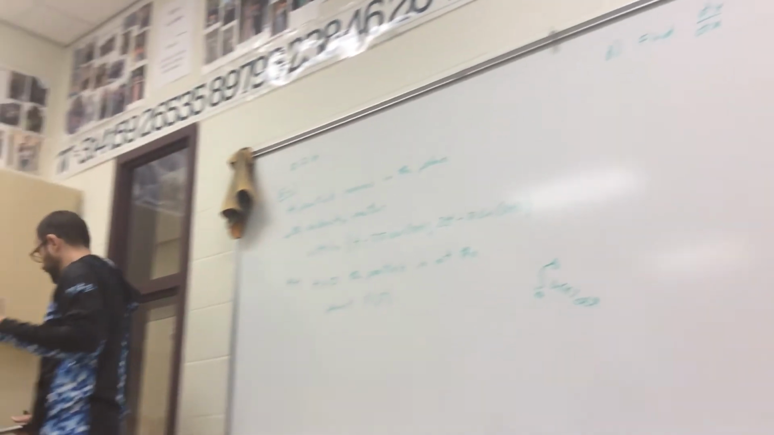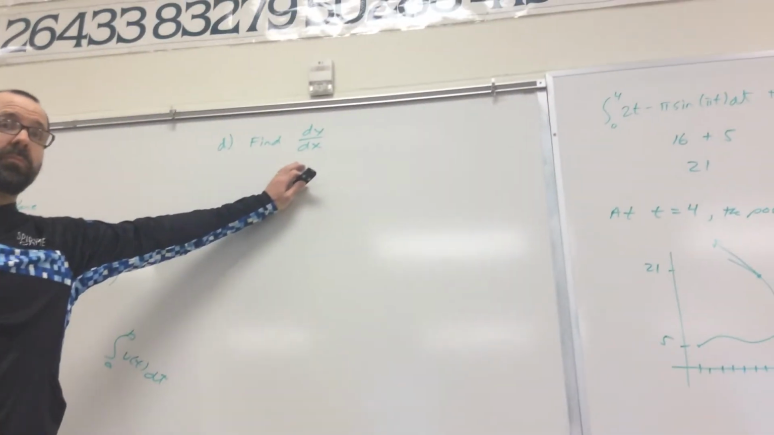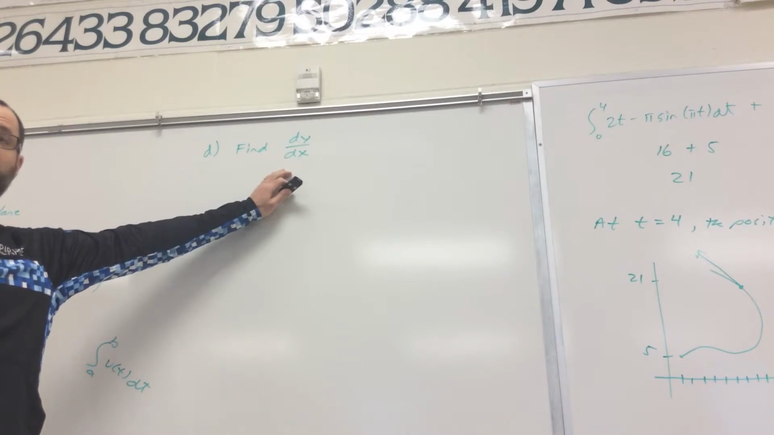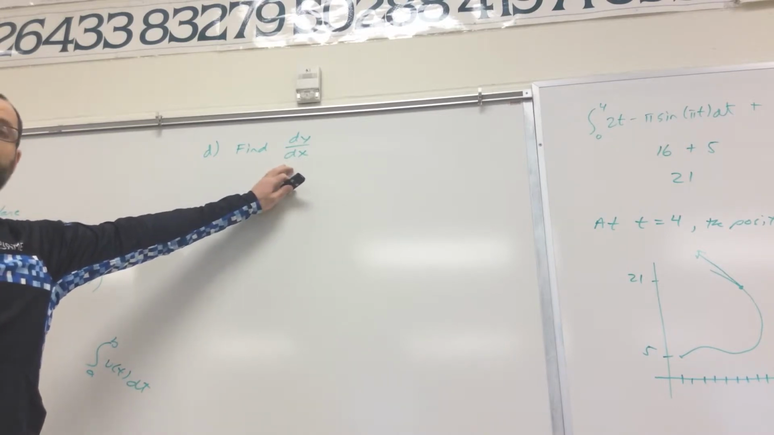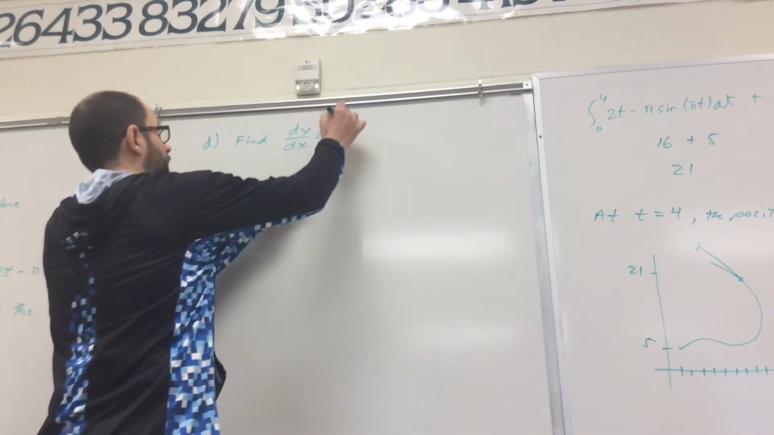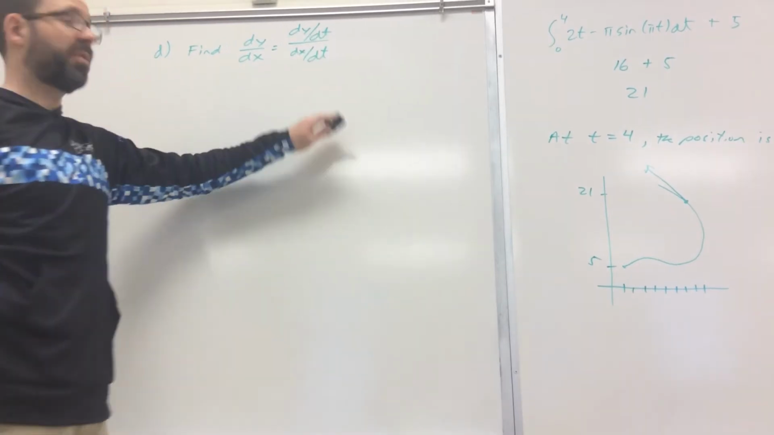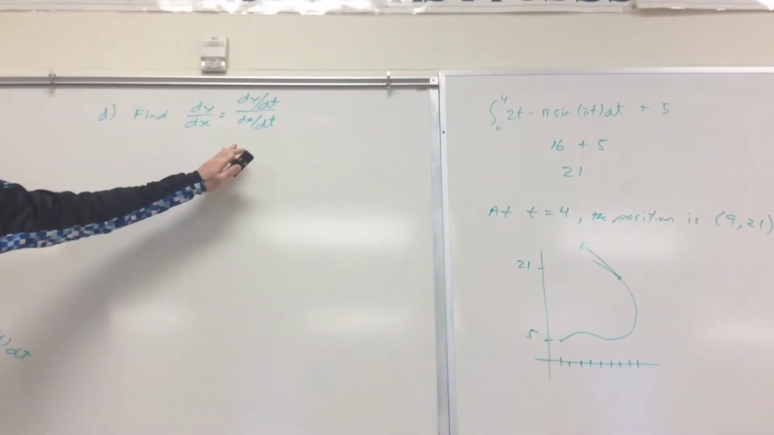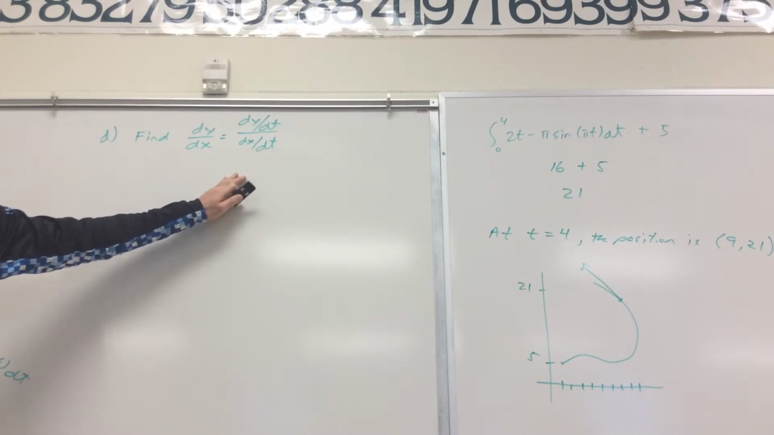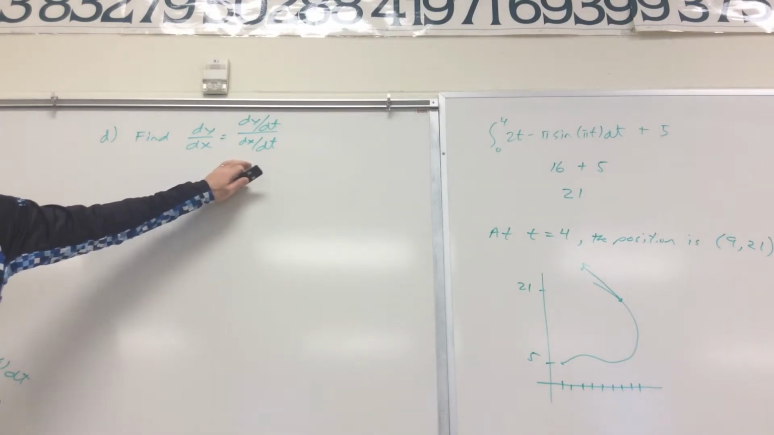So we're going to find dy dx. When you're in 2 dimensions, how do you find dy dx? What's the formula? dy dt over dx dt, right? The second derivative is significantly harder. It's not what you think it should be. It's the second derivative over the dx dt still. But anyway, this one's easy. It's just dy dt over dx dt.